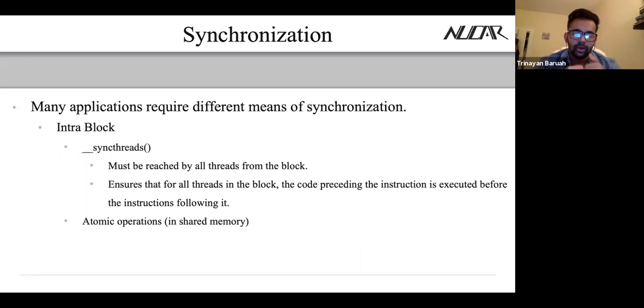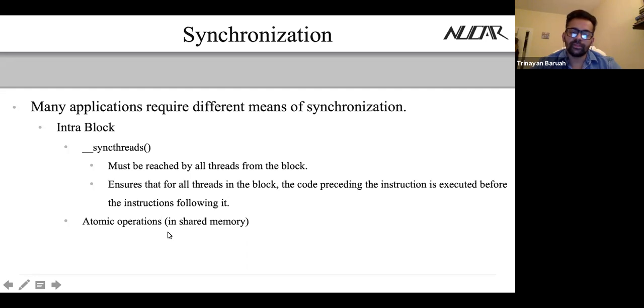So with intra-block, that we have already seen with shared memory. If all the threads are part of the same block, we can use sync threads to ensure that our threads within the same block are synchronized. This hardware instruction guarantees that the code after sync threads will be executed only after all the threads have reached that point. And we also have atomic operations in shared memory as well. So these are the two ways to synchronize between threads in a block.